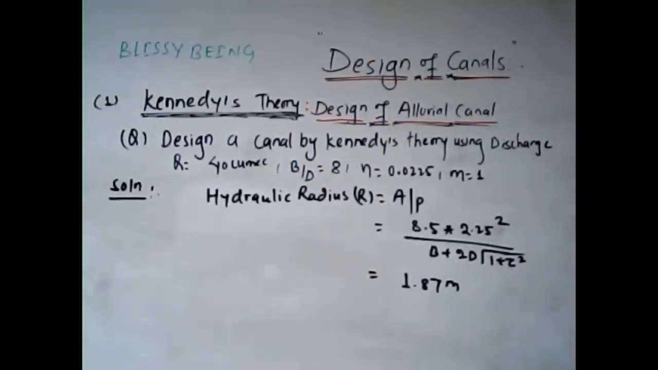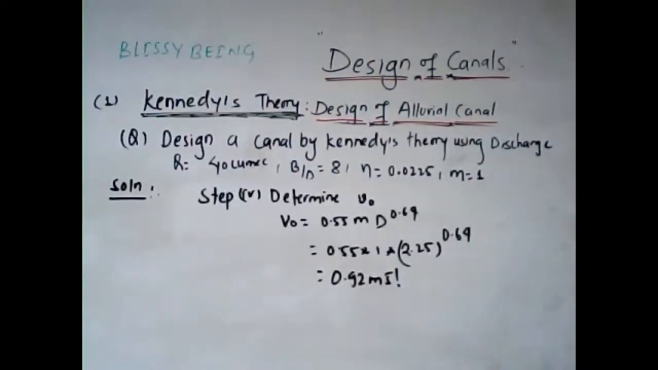Likewise, we need to determine the hydraulic radius R. The hydraulic radius R is given by the ratio of wetted area to wetted perimeter. The area is 8.5 D squared, substituting the value of D obtained previously, and P is the perimeter of the trapezoidal section, that is B plus 2D times the square root of 1 plus Z squared. If you solve this, you will obtain the hydraulic radius as 1.87 meters.